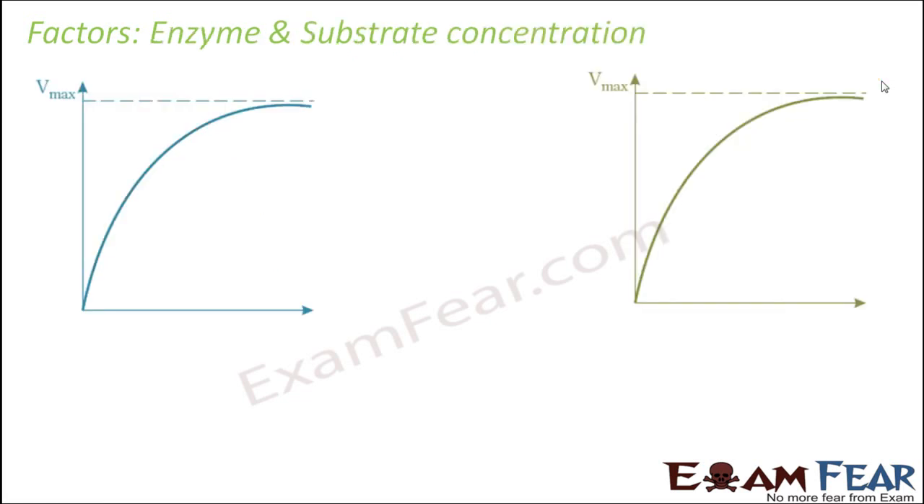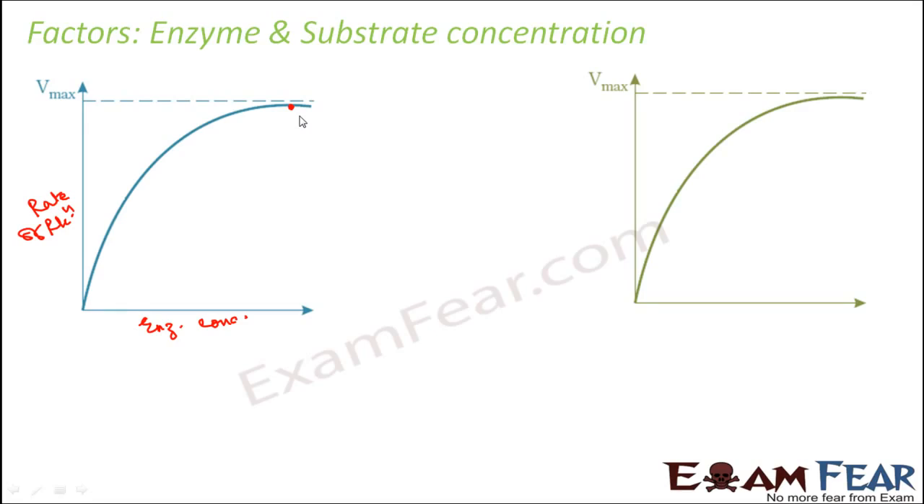Now let us look at the next factors, that is enzyme concentration and substrate concentration. When you talk about the enzyme concentration, let us suppose this displays enzyme concentration on the x-axis and this is the rate of reaction, or the speed or velocity of reaction. It is observed that as the enzyme concentration increases, initially the rate of reaction also increases. But after a certain point, even though the enzyme concentration is still increasing, the rate of reaction is not increasing anymore. So the rate of reaction increases only up to a certain point, beyond which it doesn't increase anymore.